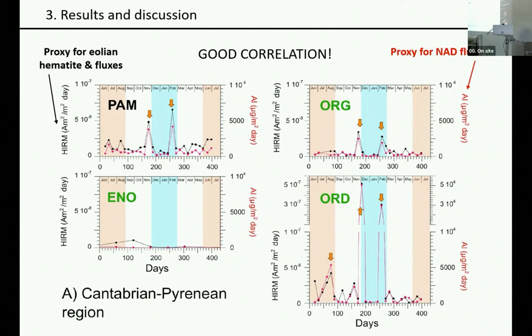And they signal clearly the two most important outbreaks of African dust, which are signaled by these orange arrows. They are very clearly reported in both properties. And this indicates that this hematite is actually a good proxy for North African dust.